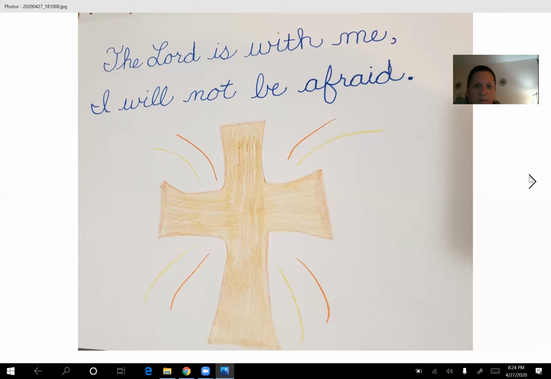The Lord is with me. I will not be afraid. Well, that's really important to remember right now as we're still at home and we're not at school. So God is always with us and he is helping to keep us from being afraid of anything. And I just drew a little picture. You don't have to, but I thought it would be nice. And it didn't take me very long to do either. So that is what I'm going to do with my cursive pages this week.